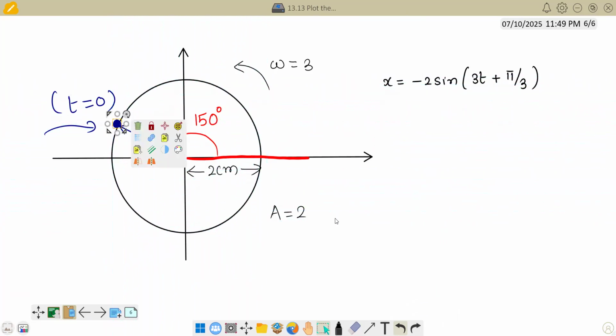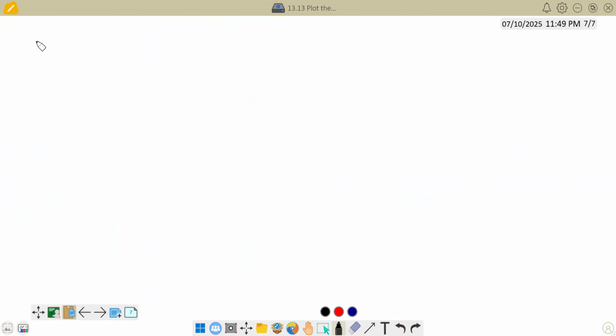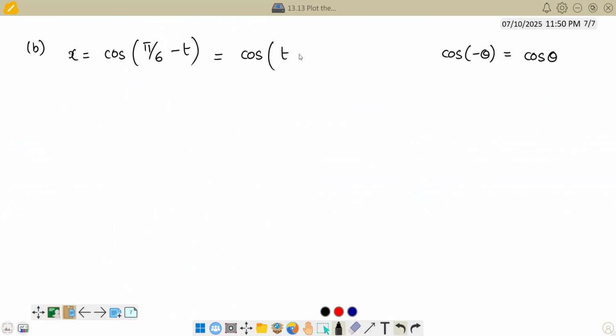This is what happens. Now let us look at the next one. We will follow the blunt method only. After that, I'll teach another alternate method also. So x equals cos(pi/6 minus t). We don't want this negative sign. The speciality is that cos(minus theta) is also equal to cos theta, so we can just flip that. So I can write cos(t minus pi/6).